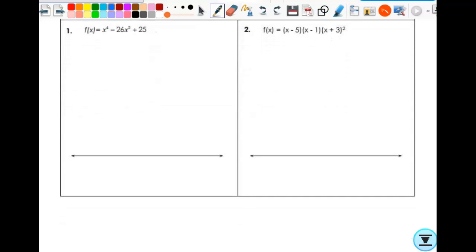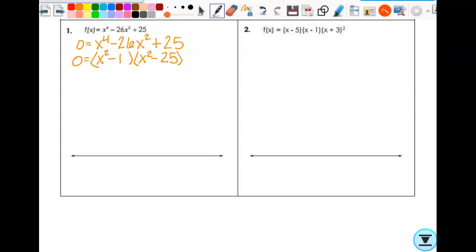So let's see what's happening here. So I'm going to set this equal to 0. 0 equals x to the 4th minus 26x squared plus 25. I need to factor it. A is 1, so I can jump to my 2 parentheses. This is going to be x squared and x squared. 2 numbers that multiply to give me 25, combine to give me negative 26: negative 1 and negative 25. So this is factored, but it's not completely factored.